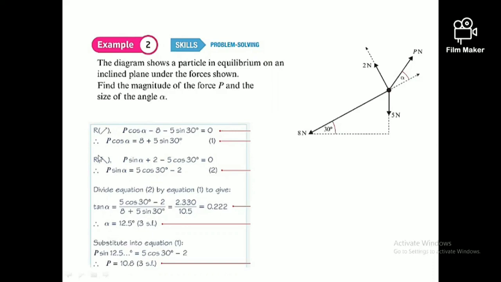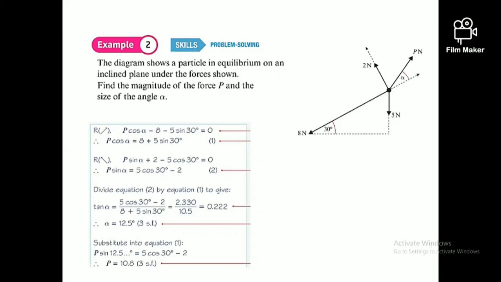Then I'll consider the components perpendicular to the surface. 2 is there. And from here, P sine alpha is there. From 8, 5 cos alpha is there. There is no involvement with 8. The reason is that the forces along the plane do not make an involvement with the perpendicular. Perpendicular component forces are not involved with each other.